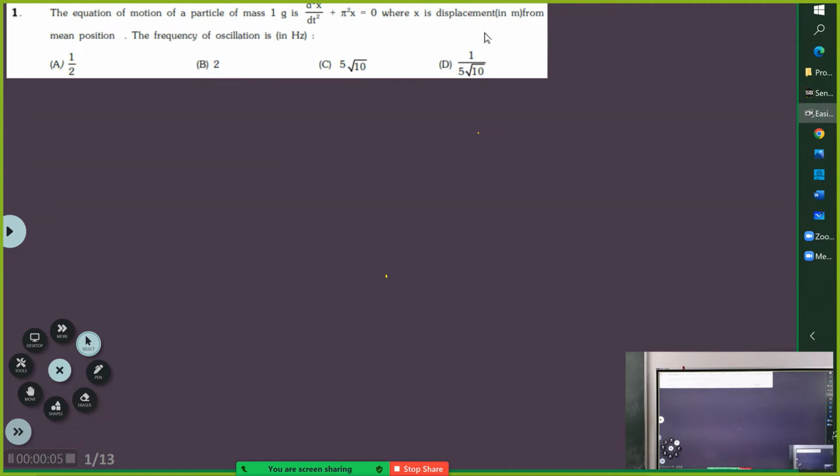So as you can see, the question is given here. It is d square x by dt square plus pi square x is equal to 0, where x is the displacement. So what is the frequency of oscillation? Quite a simple problem. Please solve it.